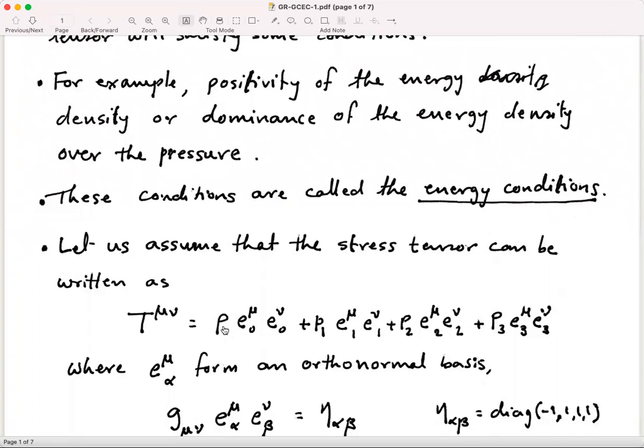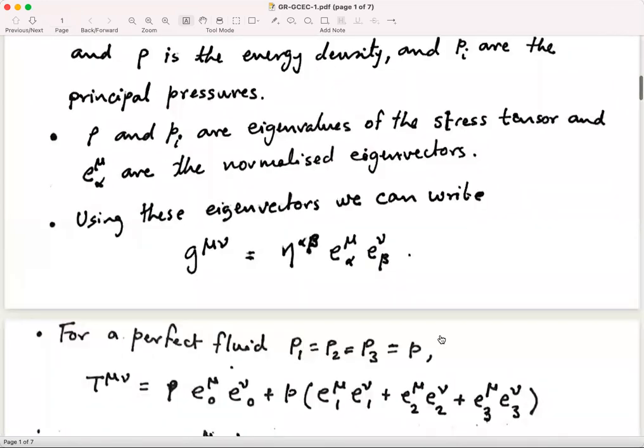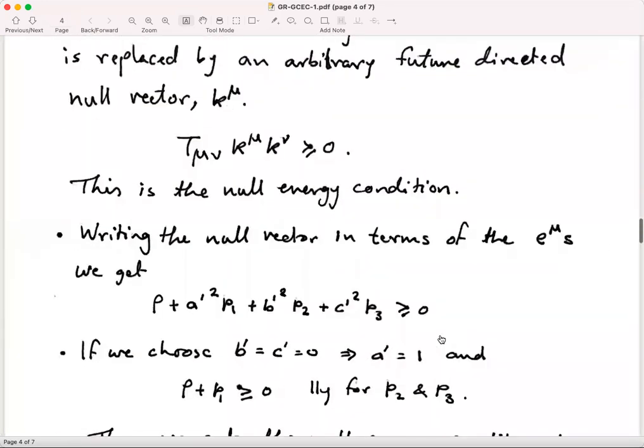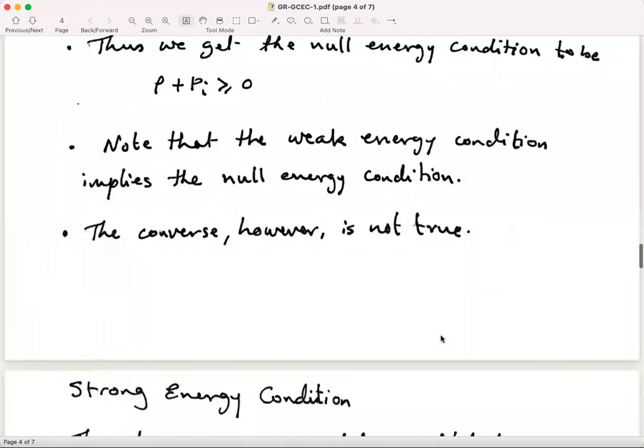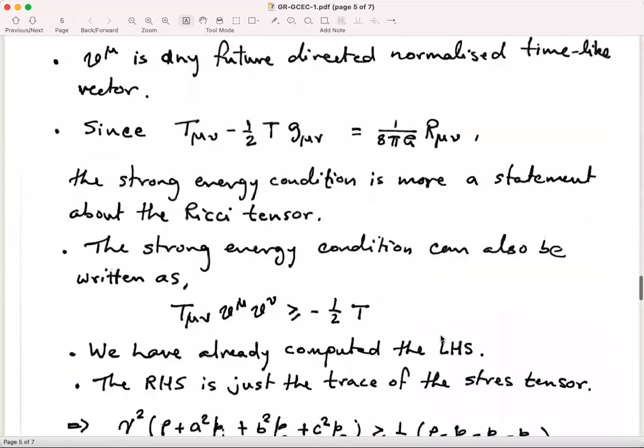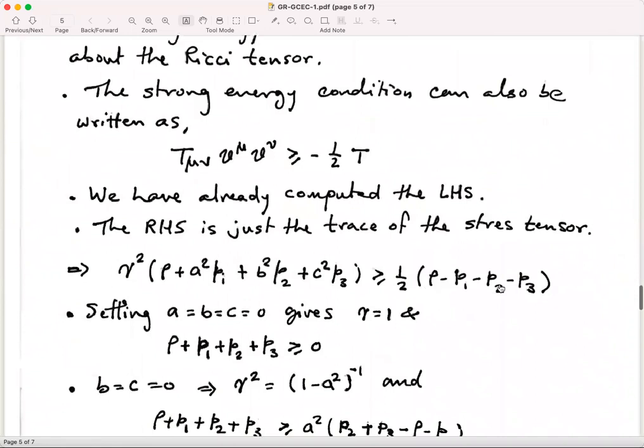Okay, because that's the time-like direction. So you get minus rho plus P1 plus P2 plus P3, which is what we are going to plug in out here into this equation for the strong energy condition. And the sign is reversed simply because of the factor of minus half sitting around here, which that minus sign is kind of sitting over the sum.